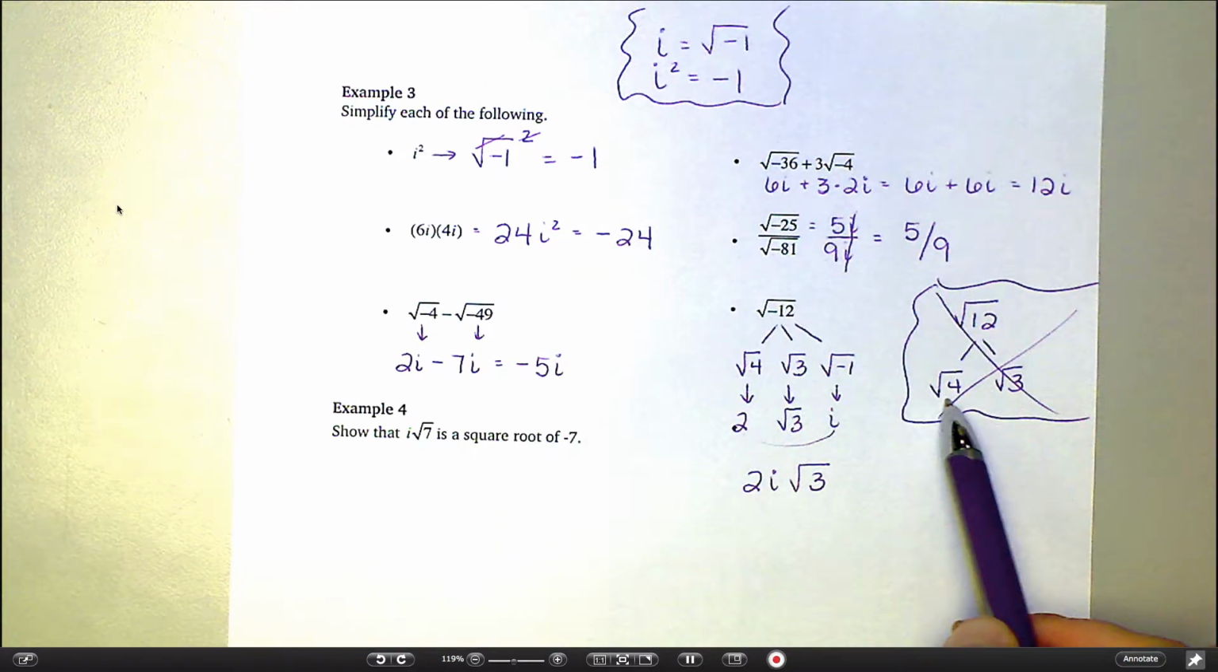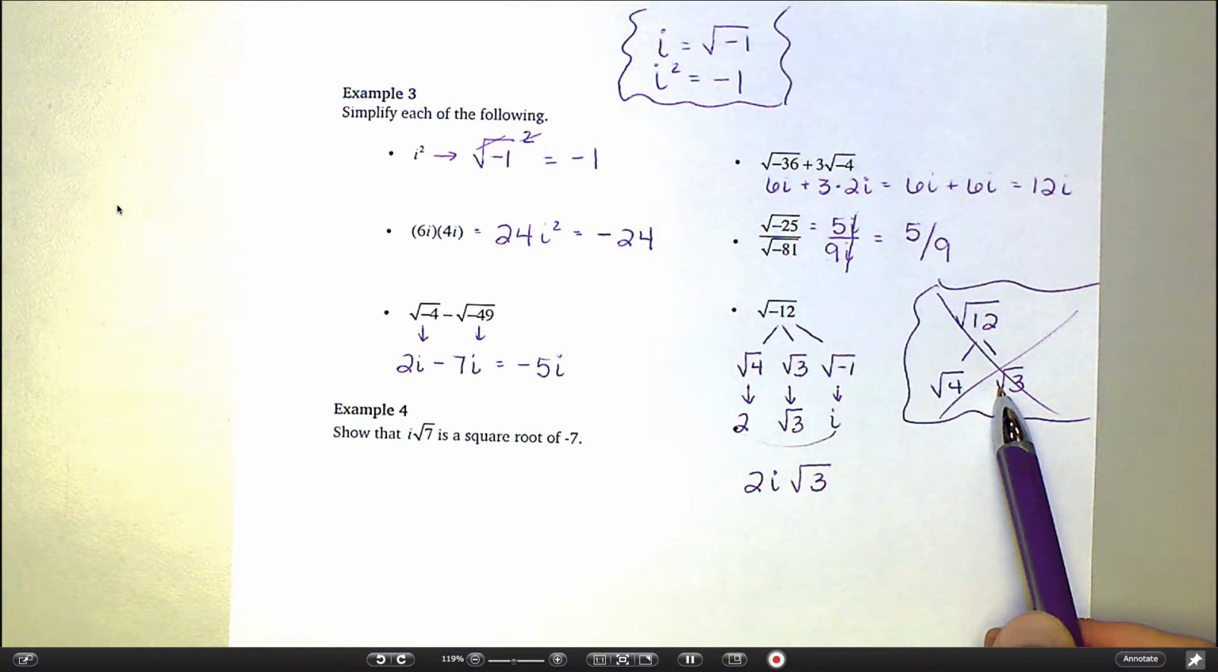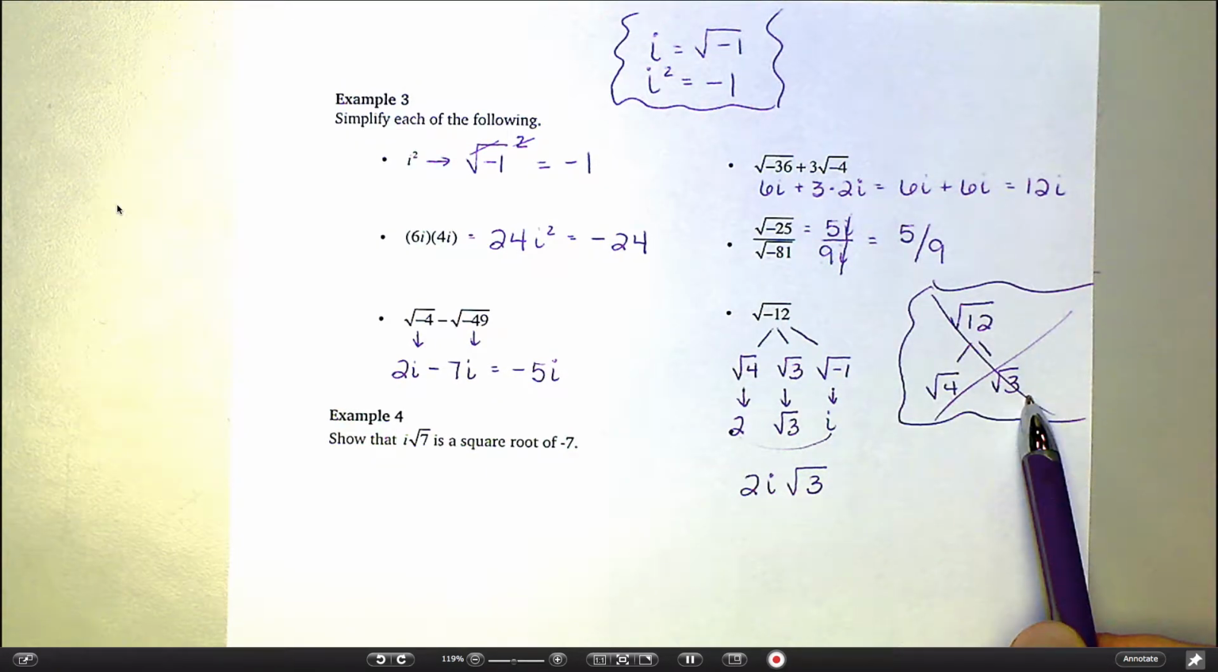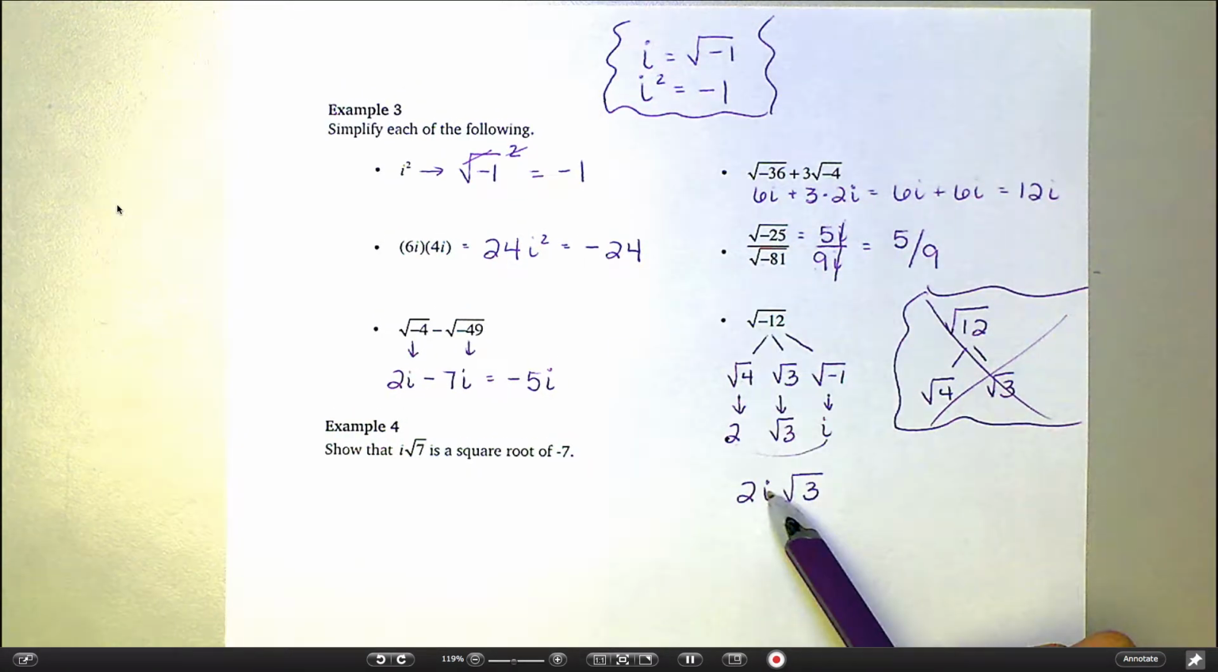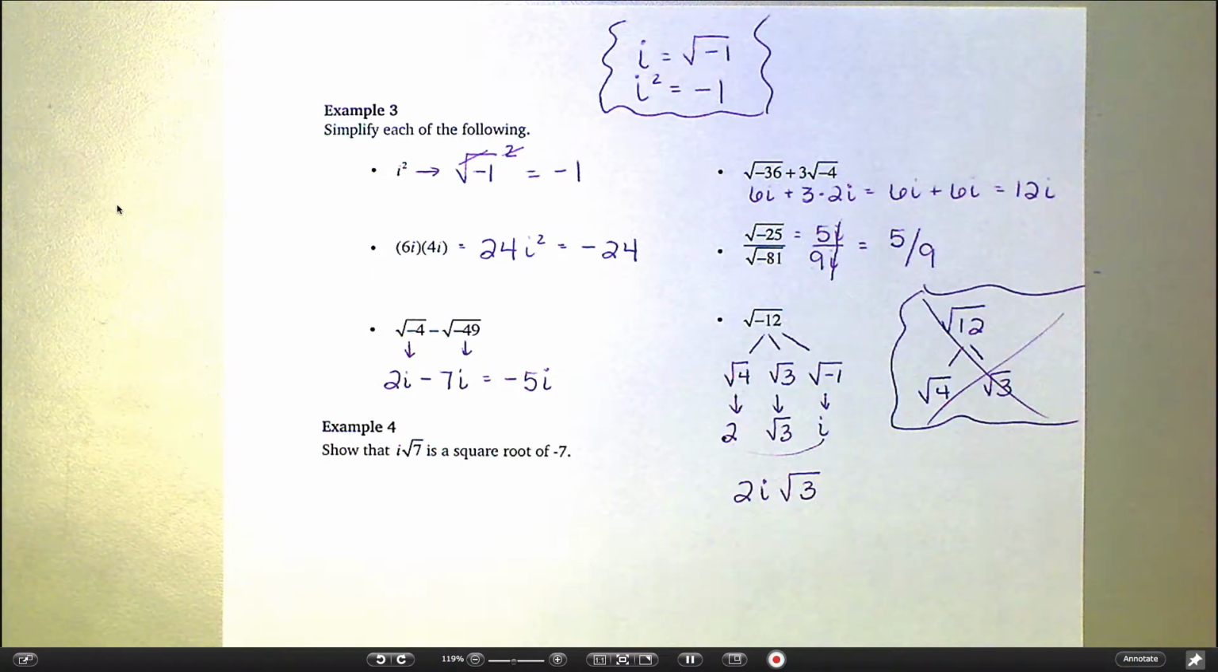Which is the same thing you would have gotten over here with the 4 and the 3. You would have gotten 2 square root of 3, and then just the fact that it's negative means you're going to get an i tacked on there as well, okay?